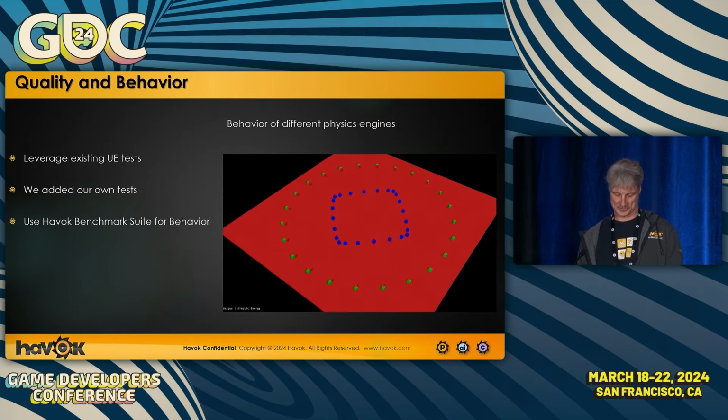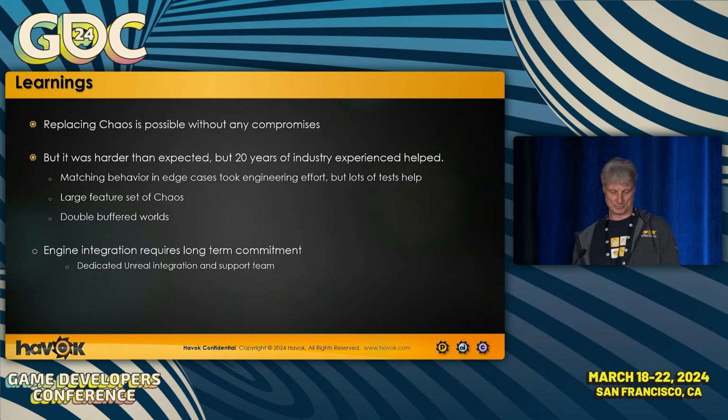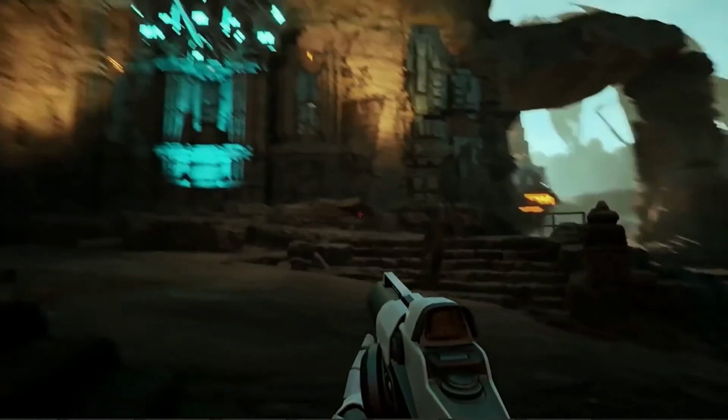So I'm nearly ending the physics talk. Basically, the summary of the learnings is, I think we replaced Chaos. We got the best part of Chaos, like the workflow, and we got the best part of Havok quite successfully, without really many compromises. I mean, it's the usual. It took longer than expected. The big thing is matching behavior, and edge cases took longer than expected. But the big learning for us is that we as a team have to take the Havok integration seriously.